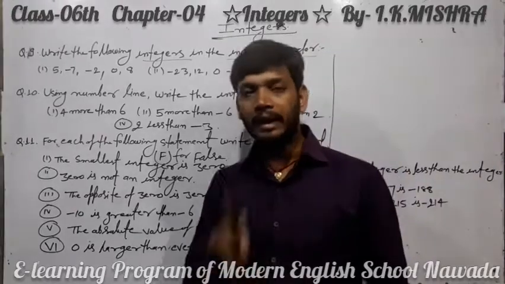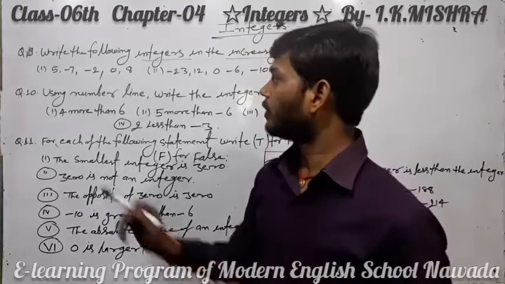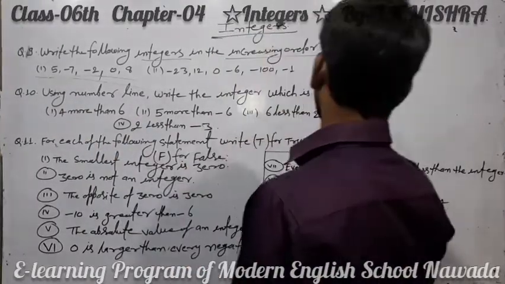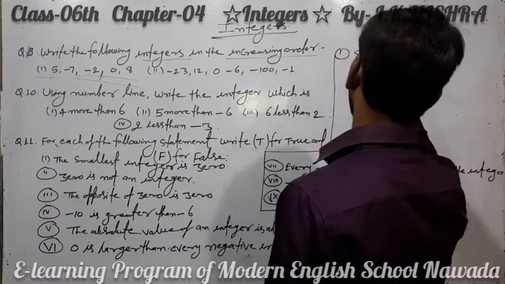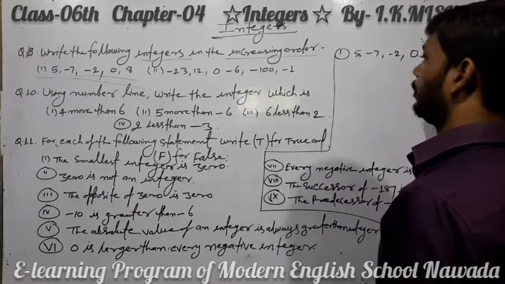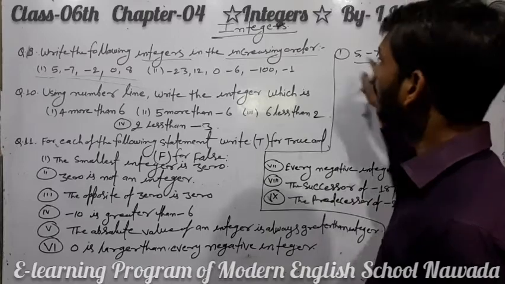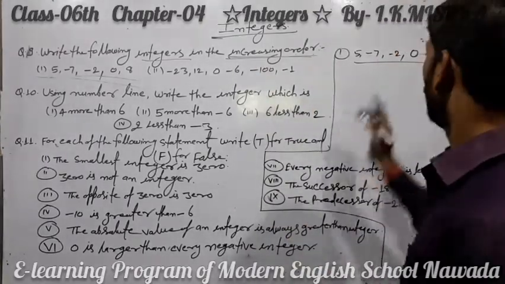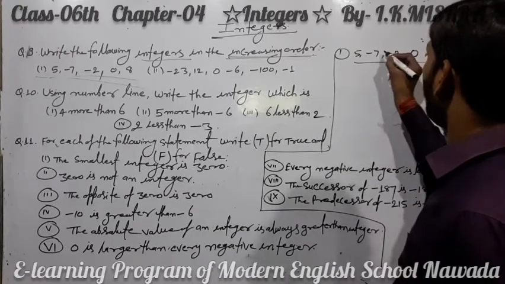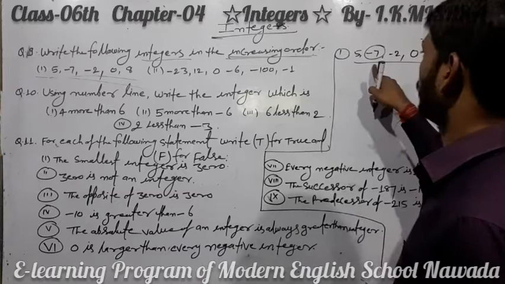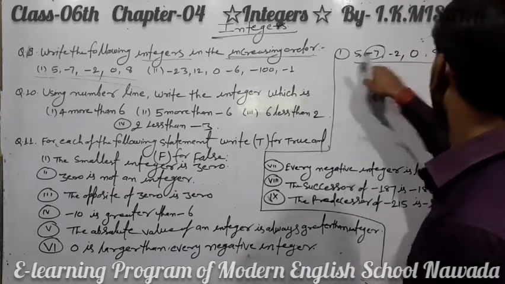Students, when you have to write in increasing order, that means first of all write the smallest integer. Observe the first question: 5, minus 7, minus 2, 0 and 8. Here you have to arrange in ascending order. Observe which is the smallest of all of these. Minus 7 is the smallest. After that minus 2, after that 0, after that 5 and 8.